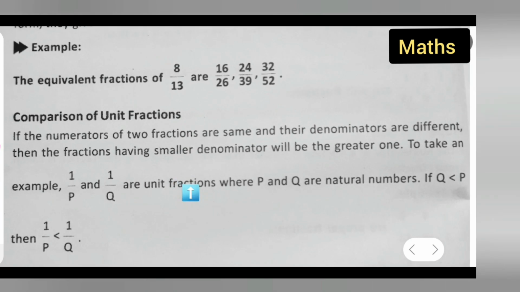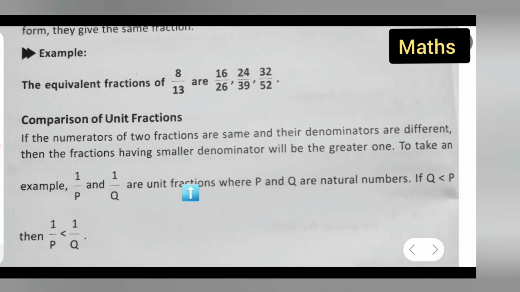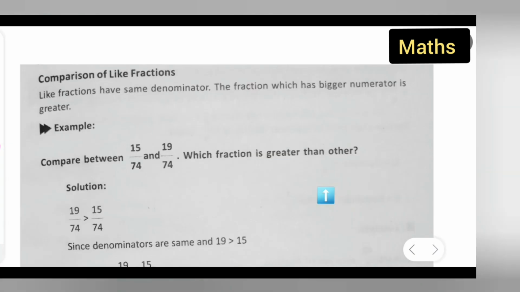So next let us move towards the next concept, that is comparison of the unit fraction. If the numerators of two fractions are the same and the denominators are different, then the fraction having the smaller denominator will be the greater one. To take an example, 1 upon p and 1 upon q are unit fractions, where p and q are natural numbers. If q is less than p, then 1 upon p will be less than 1 upon q. Okay, so next let us see comparison of like fractions.